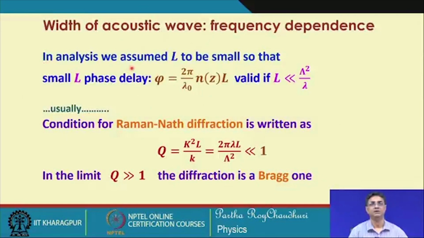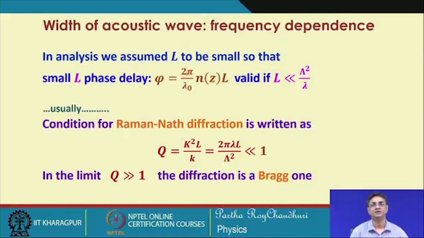Okay. Now, in the analysis, we assume that L to be small, so that the small l phase delay in this case is equal to this, because delta n as a function of z, and the length of the width of the acoustic wave is this. So, this much is the accumulated phase by the light which is travelling a length of L, across the width of the acoustic transducer.